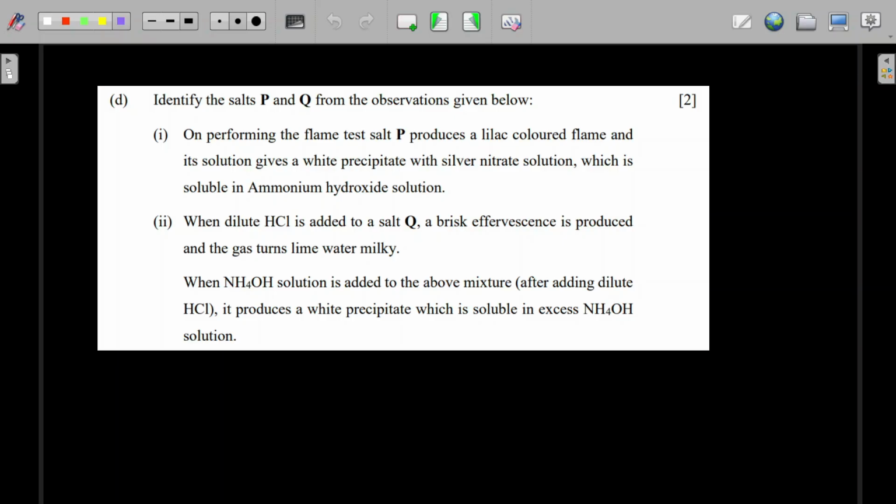Yes, read the first question. On performing a flame test, salt B produces a lilac colored flame. The solution gives a white precipitate with another solution, which is soluble in ammonium hydroxide. Do you remember which metal gives the lilac colored flame?